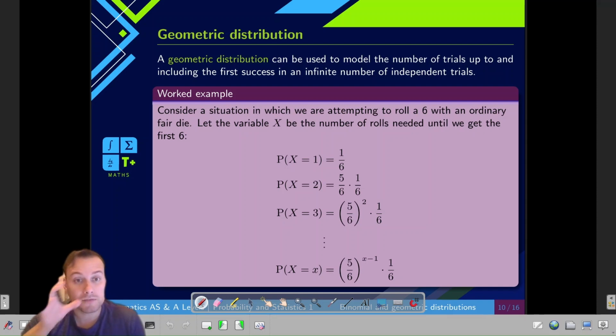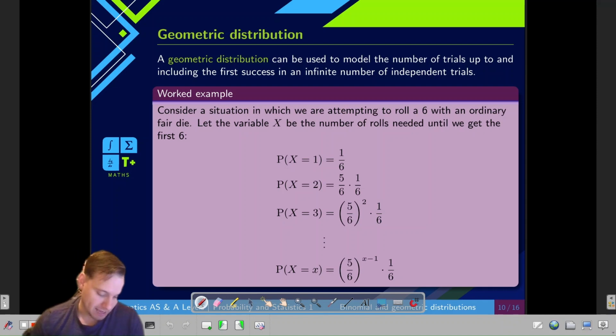We were talking about the fact that distributions can help us model scenarios where the situation is either success or failure, like getting a 6 when we roll a die. The binomial distribution was used to count how many sixes we get in independent rolls of a die. In this case, we're going to count how many rolls we need until we get our first 6.